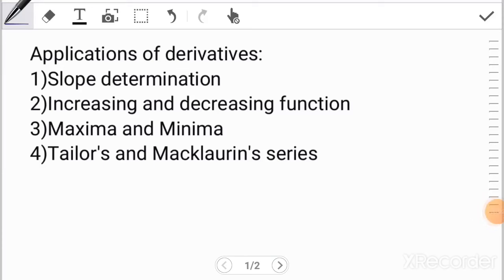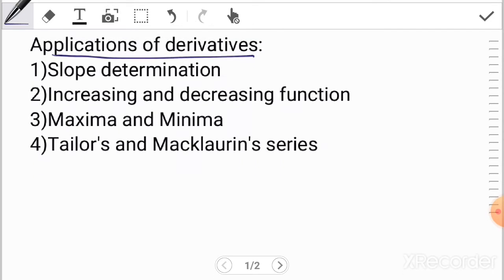Hi everyone, today's lecture will be in continuation with the last lecture. In today's session, we will be discussing applications of derivatives. Okay, let's end this quickly so that we can start solving problems.